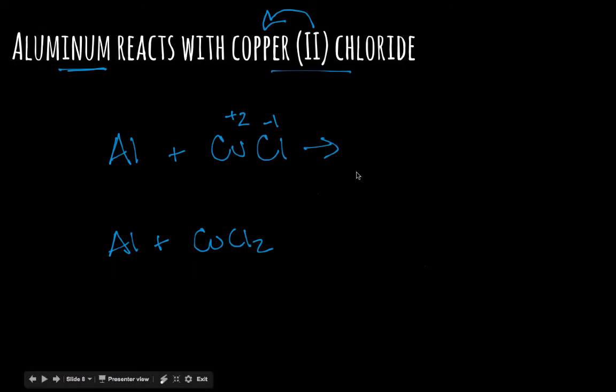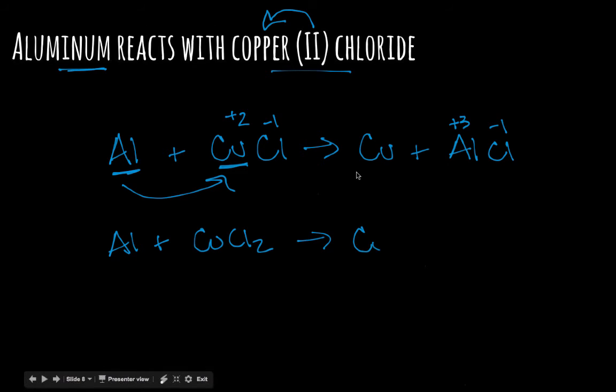And then just like we did before, the aluminum is going to take the place of the one most like it. So aluminum's a metal, copper's a metal, so those are the ones that are going to switch places. So that means copper is going to come out by itself, and then aluminum, which is a +3, is going to combine with chlorine, which is a -1. So here's my copper. When I crisscross those charges, I get AlCl3. Last step is to balance.